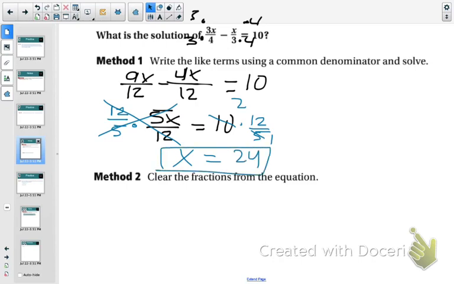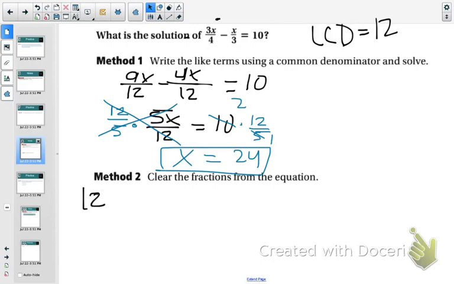Okay, you can also do this by clearing the fractions, which is kind of fun. So we already found the least common denominator, or least common multiple, same thing. Least common denominator is 12. So what I can do is multiply everything in here by 12. So I can do this times 12. So 12, we'll just write it.